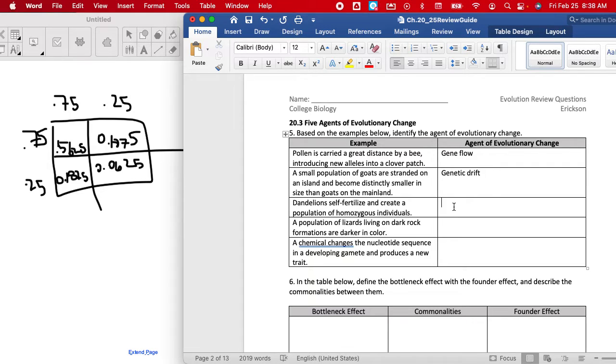Dandelions self-fertilize and create a population of homozygous individuals. Non-random mating. A population of lizards living on dark rock formations are darker in color. Selection. Natural selection is taking place there. And then chemical changes. Mutation. Any change in the DNA is a mutation.